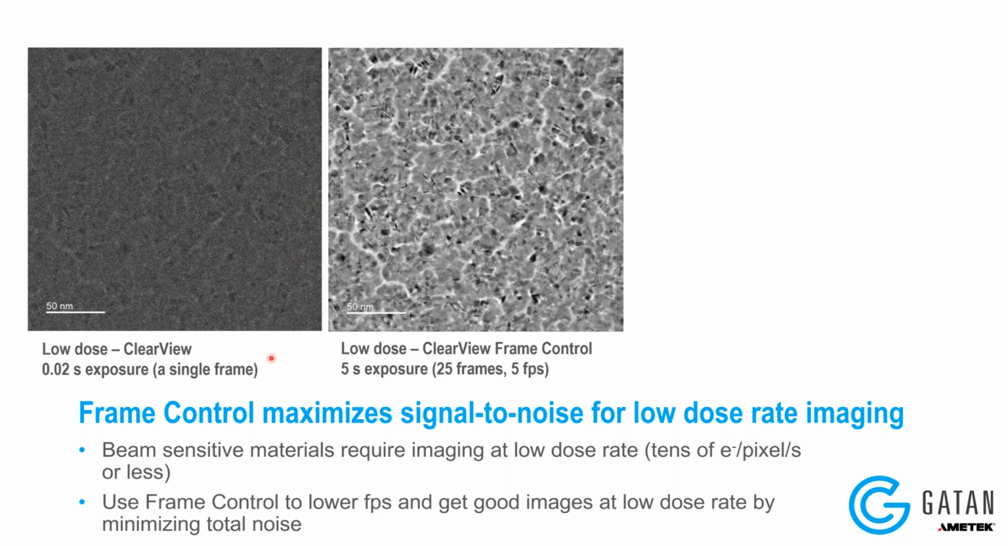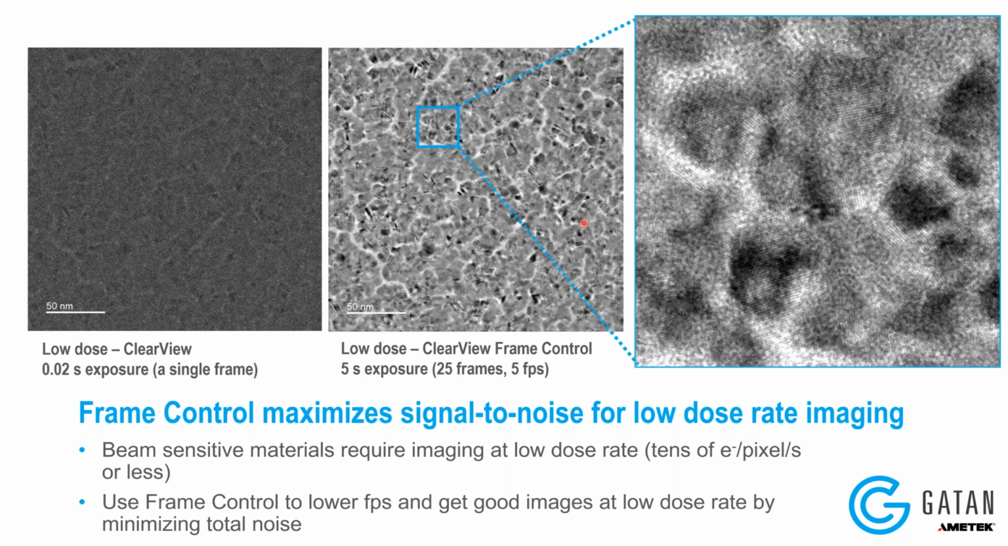So one of the best ways of acquiring at this low dose rate condition is by using a longer exposure time, and then also minimizing the frame rate that you use to minimize the amount of integrated read noise into your data and maximizing your signal to noise. And so this is what the image looks like with ClearView when you are at 5 frames per second for a 5 second exposure, so 25 total frames. And I think it's quite a nice image that you're able to recover from this noisy single frame on the left that comes from the low dose condition.